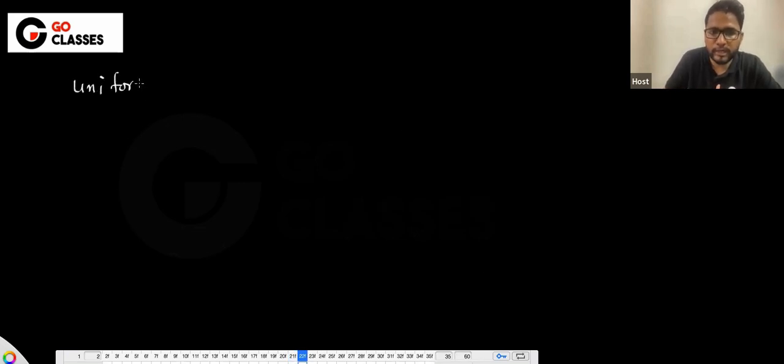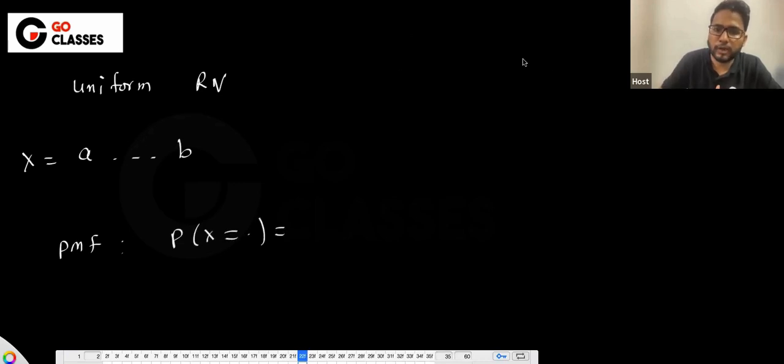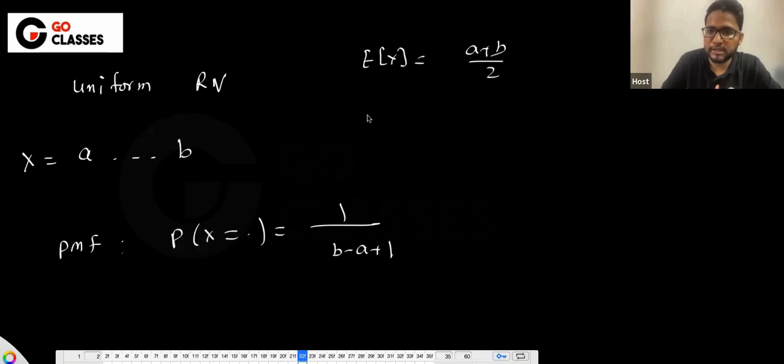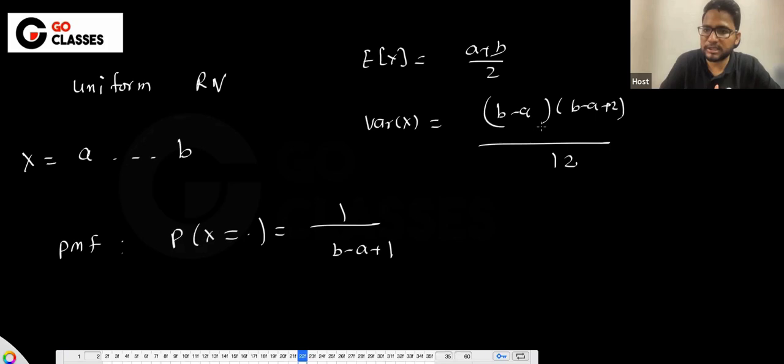Suppose you have the uniform random variable, and that is ranging from, let's suppose, a to b. In general, it can range from a to b. Then what will your PMF, which means probability of x being anything? It is 1 upon b minus a plus 1. And what is your expectation? This is coming out to be (a plus b) by 2, and then variance is coming out to be (b minus a) into (b minus a plus 2) by 12. Most probably I think this is correct. I do not remember the formula, but most probably it is correct. I will just leave it to you to verify it.